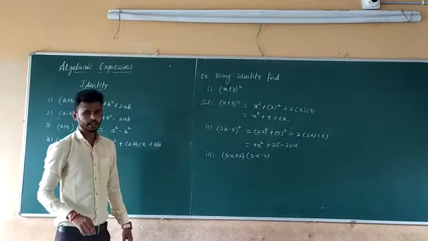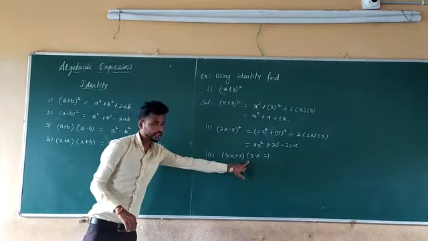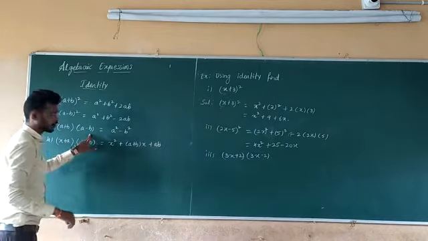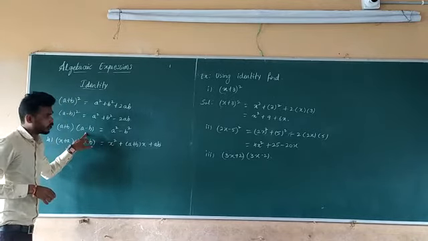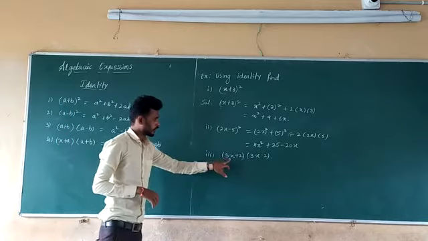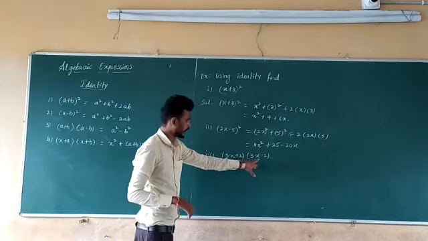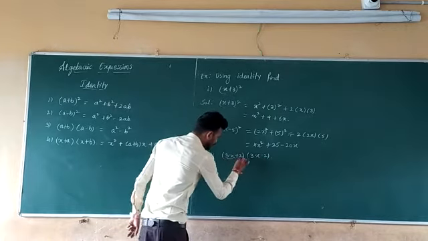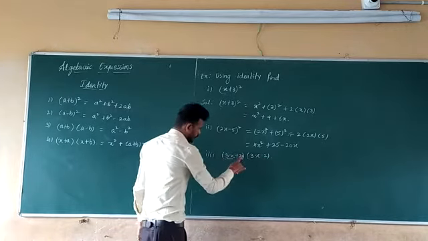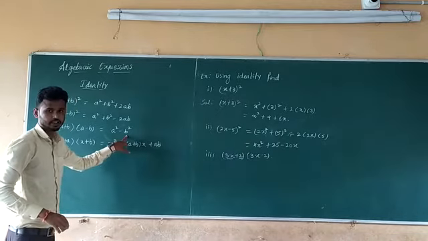Okay, 3x plus 2, 3x minus 2. So now this is of which identity now? Third one. What is there? (a plus b) into (a minus b). Here a means 3x and b means 2. So that identity, what is there? a square minus b square.